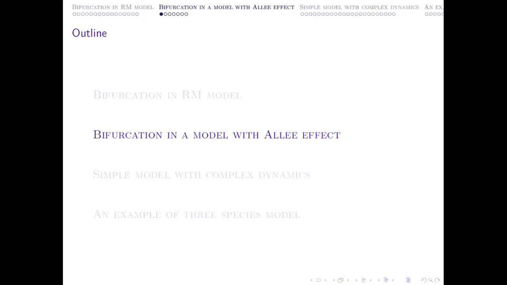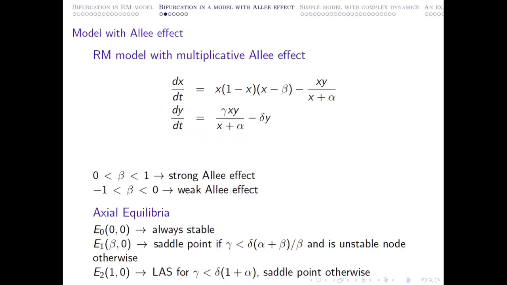Now, bifurcation in a model with Allee effect. Here, I'll explain with some graphical illustration how different kinds of bifurcation are possible. In this case, if beta lies between 0 and 1, then it is called strong Allee effect, and if beta lies between -1 and 0, then it is called weak Allee effect.